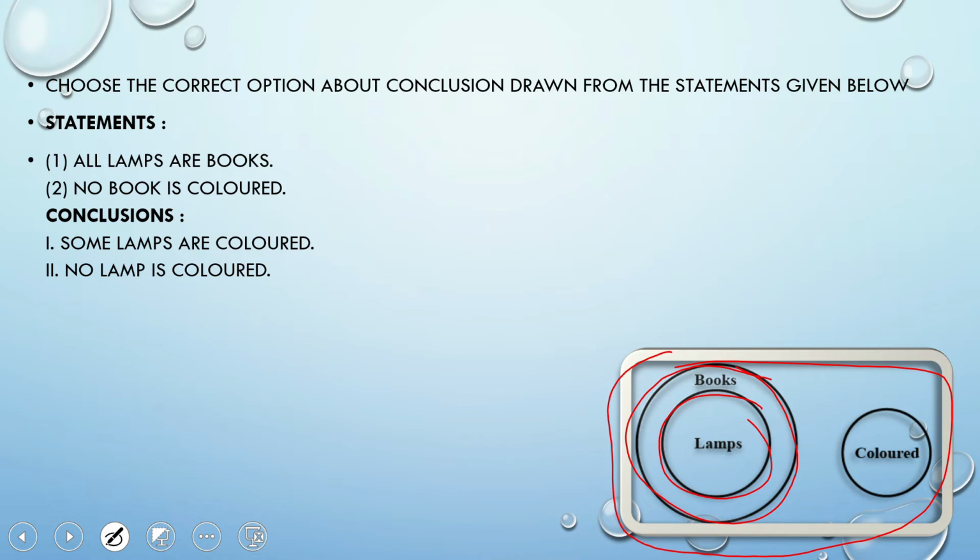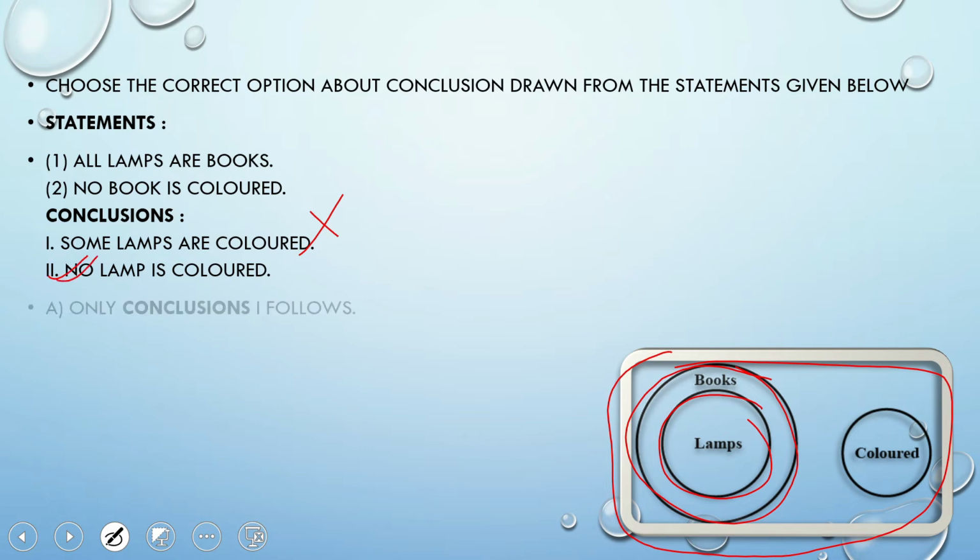Then in conclusion, when you read statement number 1, that is some lamps are colored. Do you think it is correct? Because in statement number 2, no book is colored, which means no lamp is colored. Then how can some lamps be colored? So option number 1 is incorrect. In option number 2, no lamp is colored is correct.